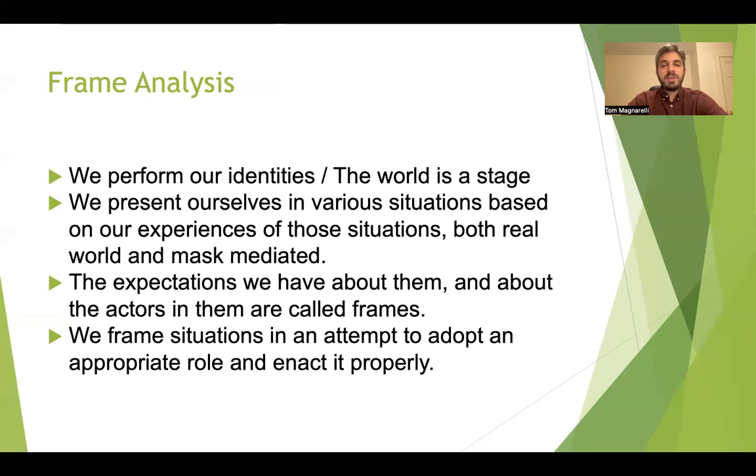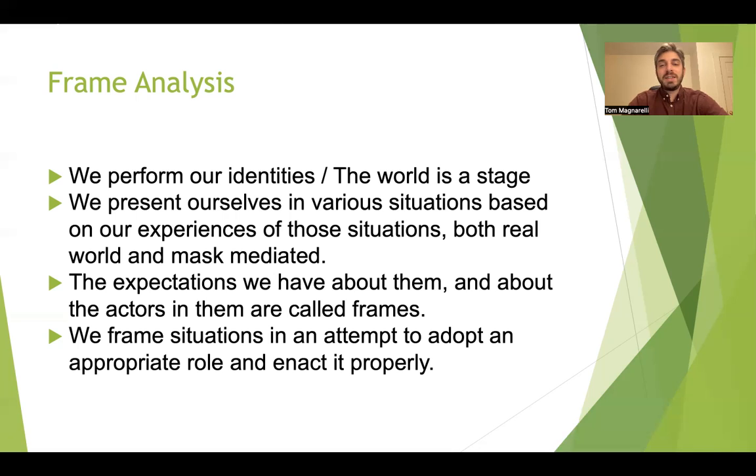So we have one more theory that I want us to look at, and that's by Irving Goffman, and it's frame analysis. What Goffman is telling us is that we're going to be performing our identities and that the world is a stage. If we're all performing every time, that's really what Irving Goffman is getting at. We present ourselves in various situations based on our experiences of those situations, both real world and mass mediated. The expectations we have about them and about the actors in them are called frames. We frame situations in an attempt to adopt an appropriate role and enact it properly.